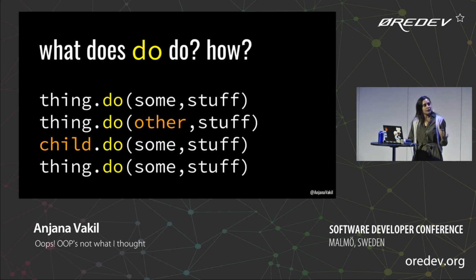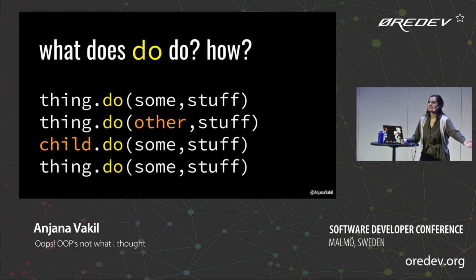And that also means that we don't know how this is going to react to different types of messages, right? So what if I ask it to do the thing with other stuff? Or what if I don't ask the thing to do the thing, but I ask a child of the thing to do the thing? Which do is it going to call? How is it going to work? Or what if I send it the same message later at some other time? So this is where we get into the notion of late binding being important, where we don't know exactly what the thing is going to do when it receives my message.